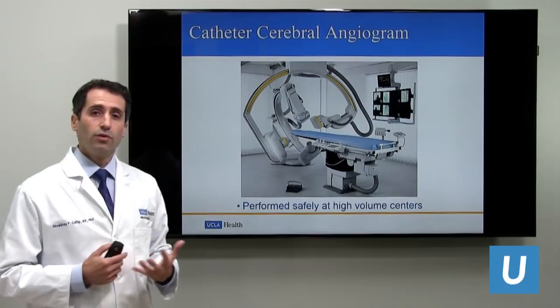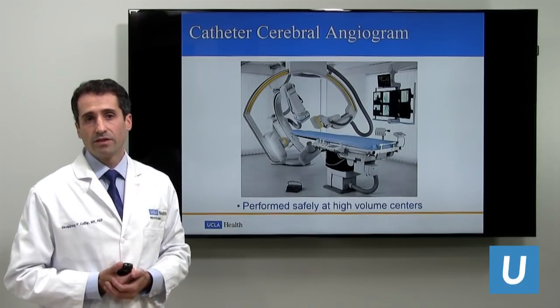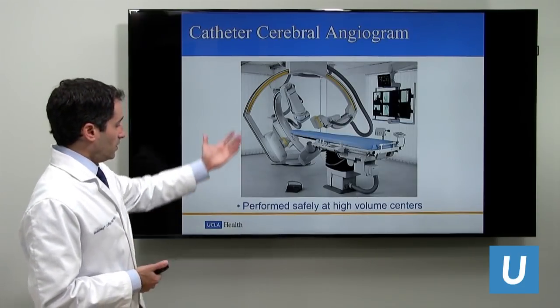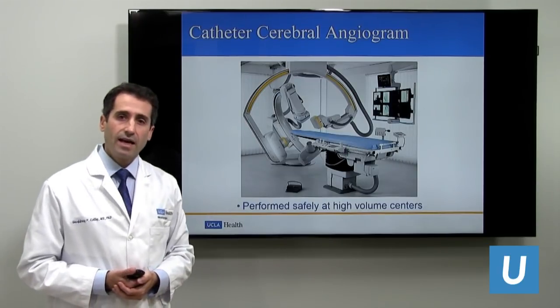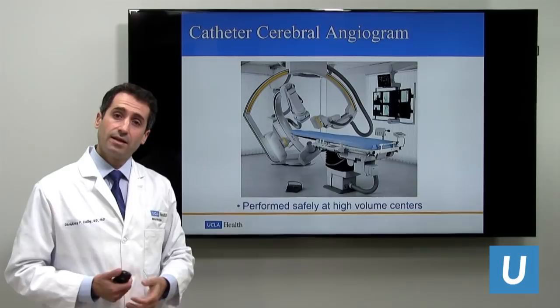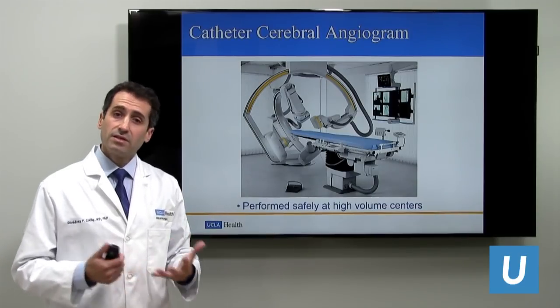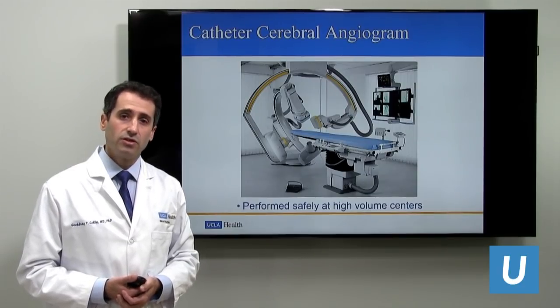So what is the gold standard imaging study for looking at the blood vessels of the brain? The gold standard is something called a catheter cerebral angiogram, and this is performed in a room in a machine that looks something like this. And this is different than a CAT scan or an MRI in the sense that a catheter cerebral angiogram is an actual procedure that we perform, but it's something that we perform very safely, particularly in centers that do a lot of this, such as UCLA.